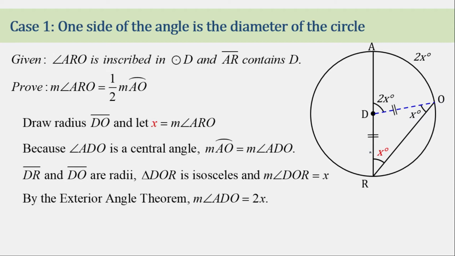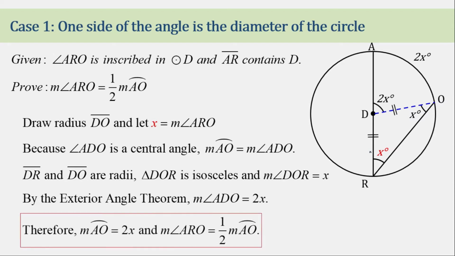Now, we have a proof of our theorem. Because the measurement of AO is 2x, the measurement of angle ARO is equivalent to 1/2 of AO, because x is 1/2 of 2x. So this is our proof for case number 1. I hope you understand this. This is the best way that I can show you the proof of it, and hopefully you understand this.